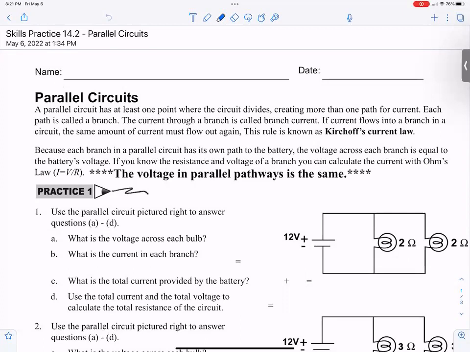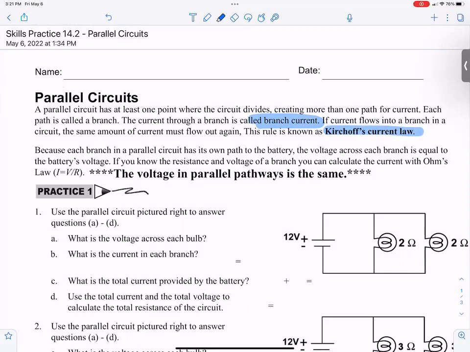It says a parallel circuit has at least one point where the circuit divides, creating more than one pathway for current. Each pathway is called a branch. The current through each branch is called branch current. If current flows into a branch in a circuit, the same amount of current must flow out again. This is known as Kirchhoff's current law.